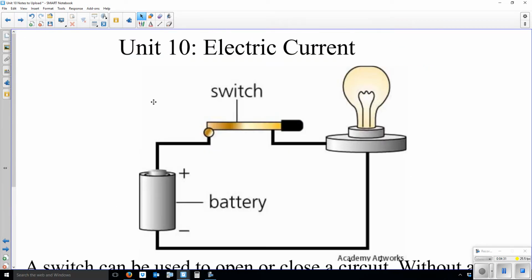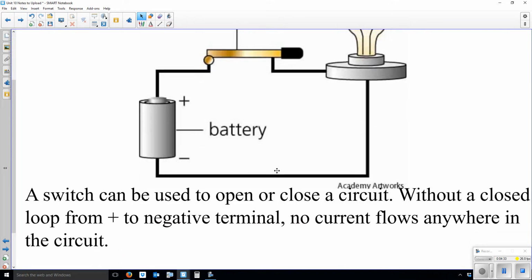We can also use switches to open or close a circuit. If you open a switch, no current flows anywhere. Even if, let's say, the switch was down here, some people are like, well, the positive terminal can get the charges to the light bulb, so it still lights up. It's not true. The positive charges won't start moving because they've got nowhere to go. They've got no reason to start moving towards that negative terminal if it's not connected.